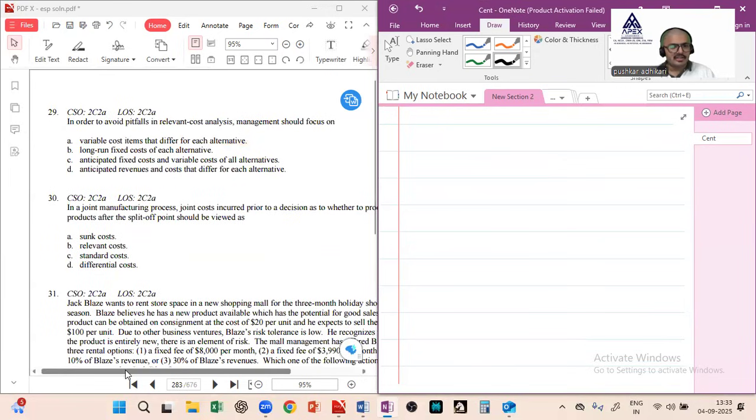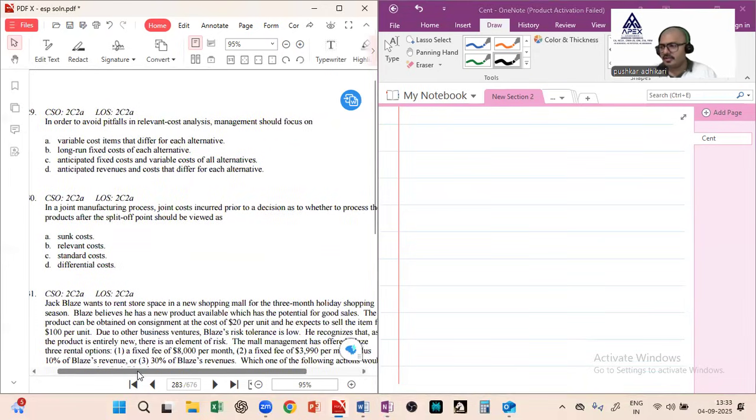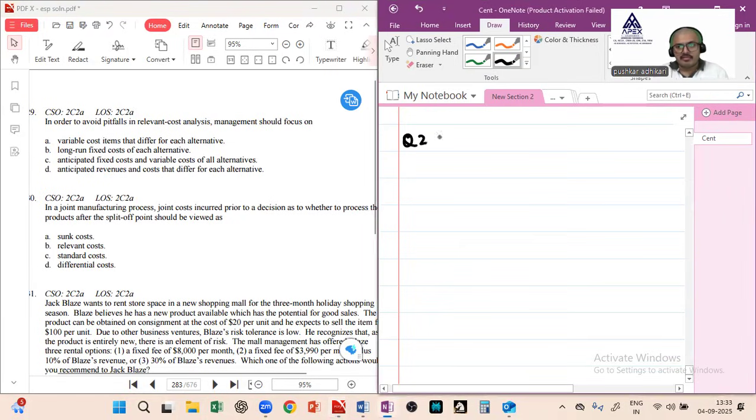Now, what does 29 say? This is an interesting one. In order to avoid pitfalls in relevant cost analysis, what should the management focus on? Variable cost alternatives that are different for each alternative. This will be a differential cost. Long run fixed cost of each alternative, which will be relevant because it's incurred in the long run. Anticipated fixed cost and variable cost of all the alternatives, and the anticipated revenues and costs that differ with each alternative.